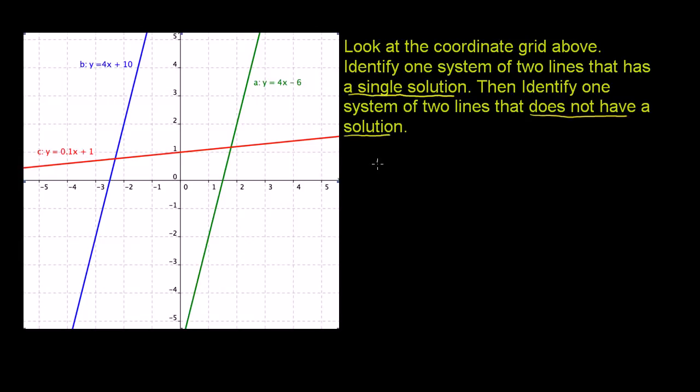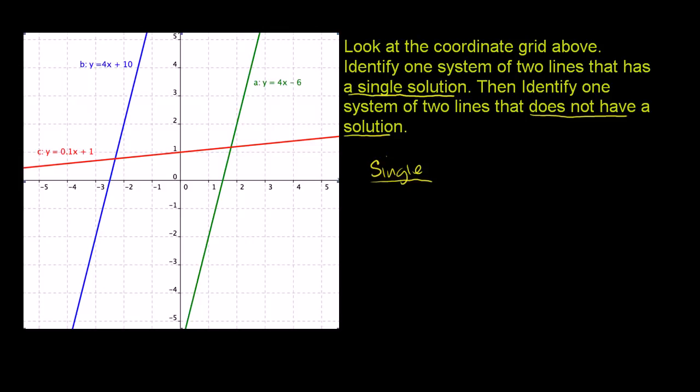So a single solution. Single solution. And they say identify one system. But we can see here, actually, there's going to be two systems that have a single solution. And when we talk about a single solution, we're talking about a single x and y value that will satisfy both equations in the system.